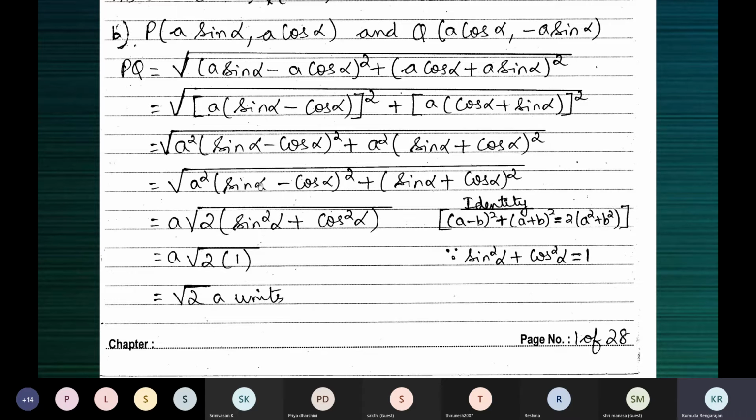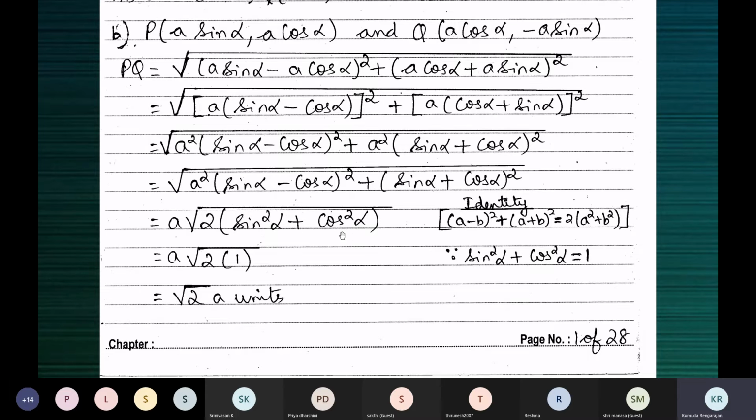Now what happens to this? This is like a minus b the whole square plus a plus b the whole square, which is nothing but 2 of a square plus b square. This one, see here, a square comes out as a. That's over. Now square root of, in the bracket what you have is a minus b the whole square plus a plus b the whole square. You can see the identity here also. So this can be written as 2 of a square plus b square.